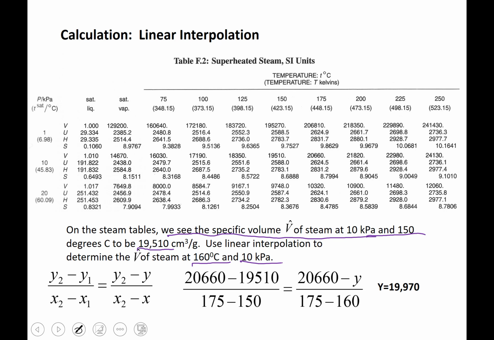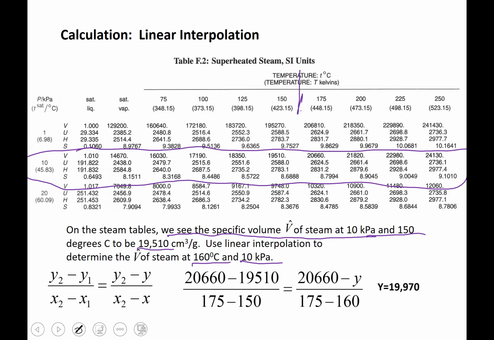So here's the 10 kilopascals. And now let's look at 160, which is going to fall between 150 and 175. So we simply set up this relationship. Here are the two values of the specific volume at 175 and 150, which we can take right off the table. The one we don't know is at our desired value of 160. So we just plug it into this equation, solve for y, and we get that y is equal to 19,970.